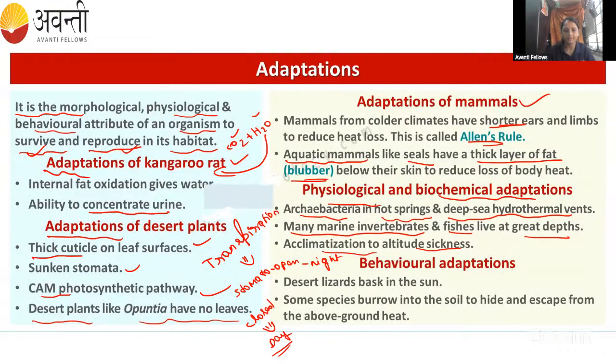Kindly remember that. Then coming to behavioral adaptation, a desert lizard basks in the sun, and some other species burrow into the soil. For example, the snake burrows into the soil and maintains a low temperature, because outside it is very high temperature. That is called estivation. So that is also a behavioral adaptation.